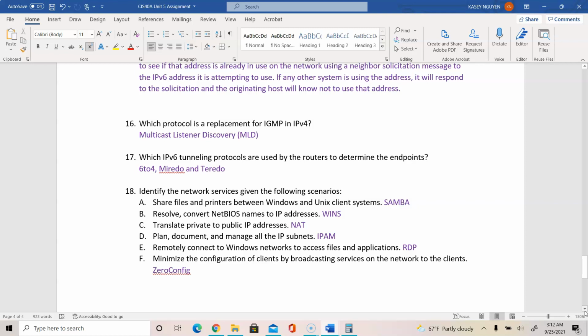C, translate private to public IP addresses. That will be your NAT, network address translation. D, plan, document, and manage all the IP subnets. That will be IPAM, or you can say IPAM. And E, remotely connect to a Windows network to access files and applications. That's your remote desktop protocol, your RDP. And F, to minimize the client configuration by broadcasting services in the network to clients. That will be zero config. And all of this information can be found on the last page of your note.